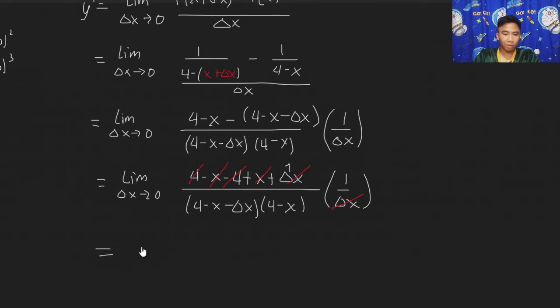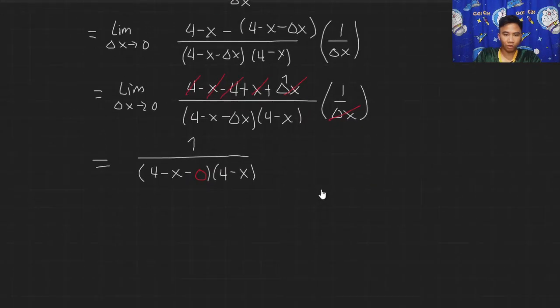So, by substitution of the limit, we will now have 4 minus x minus this, we replaced delta x. So, it becomes 0. 4 minus x. So, this is 1. So, our answer will be 1 all over 4 minus x, the quantity squared.